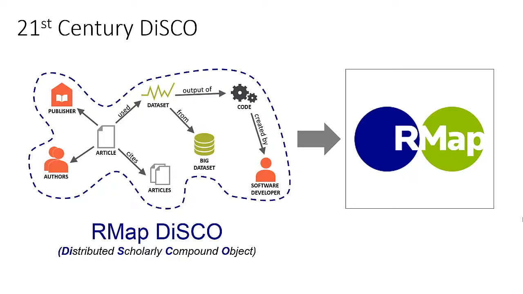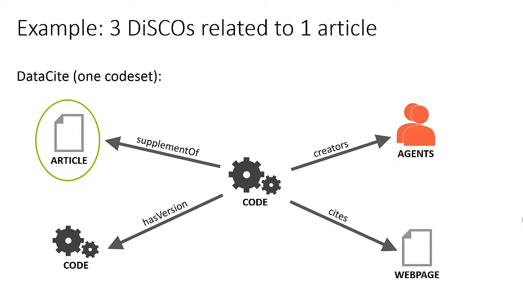So this is the problem that RMap is trying to help solve. Essentially, RMap is aiming to provide a framework that can capture and preserve these maps of connections. So it doesn't try to capture the digital files themselves, but just the map of connections, and it's doing this as linked data. So we're calling these maps RMap DiSCOs, and that stands for Distributed Scholarly Compound Object. A lot of the time these maps don't already exist in one place.